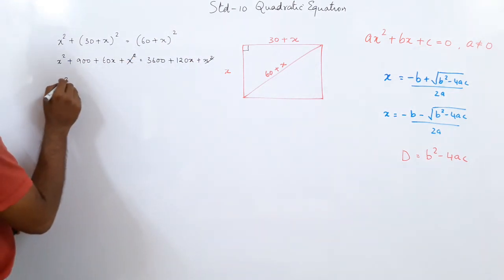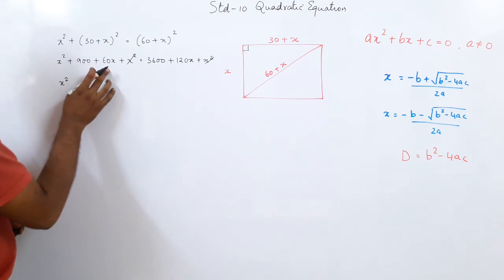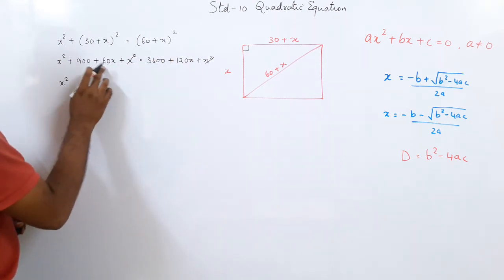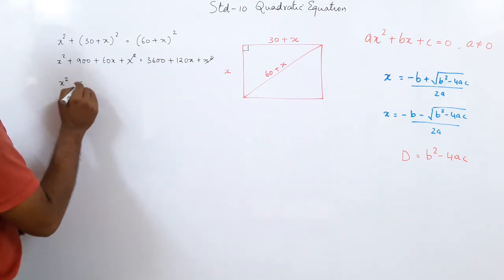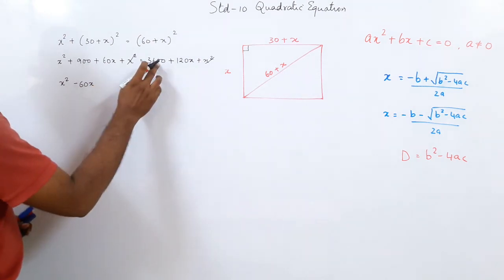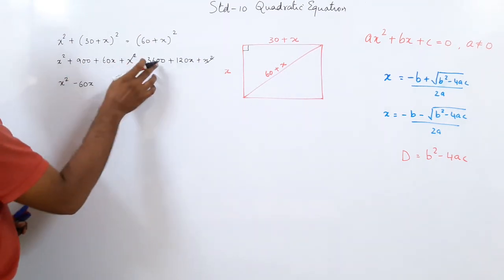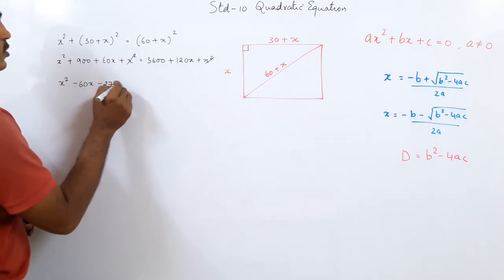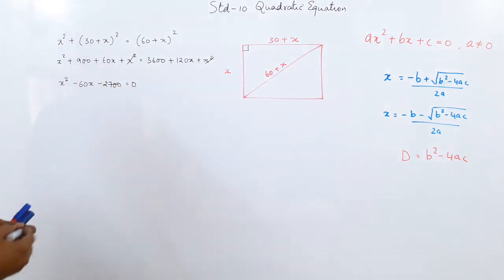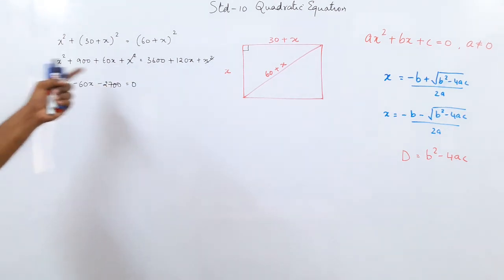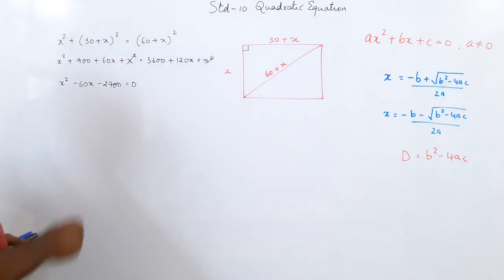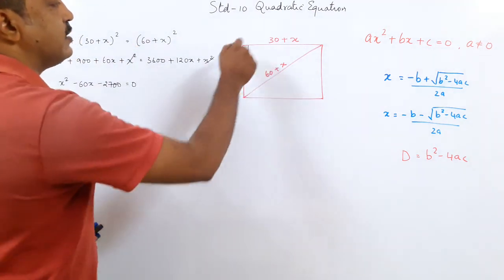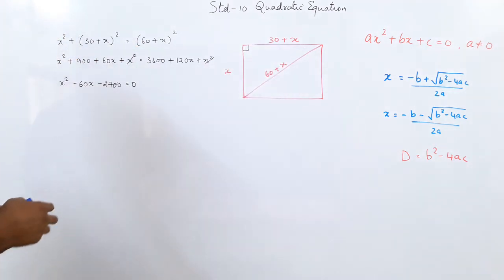So x square. Now 120x I bring here. So if I bring the 120x, 60 minus 120 is minus 60x. 3600 I bring on this side. So 900 minus 3600 is minus 2700, equal to 0. So what I have done for the problem sum: I have drawn the diagram, and I have taken the shorter side. We have to write, let the shorter side be x, the diagonal is 60 plus x, the longer side is 30 plus x. We reached here.